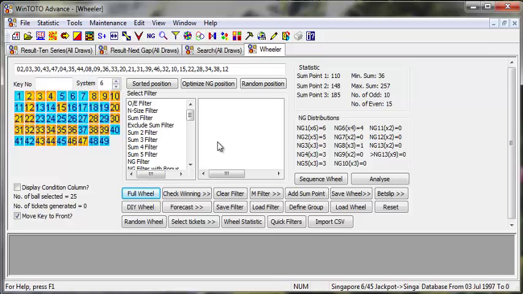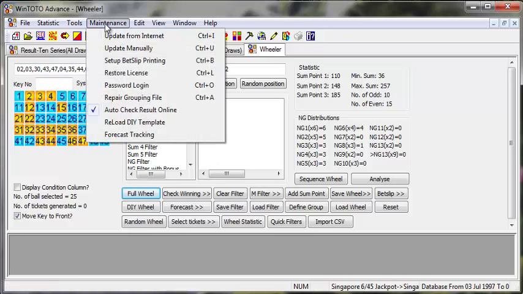Altogether how many numbers? 25 numbers. Altogether you have 25 numbers. So please follow closely these 25 numbers. You may see winning numbers from here.